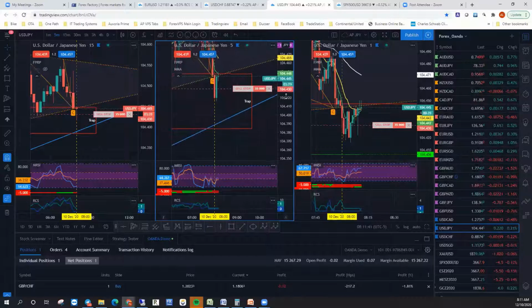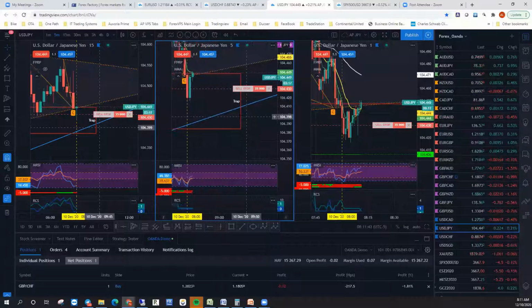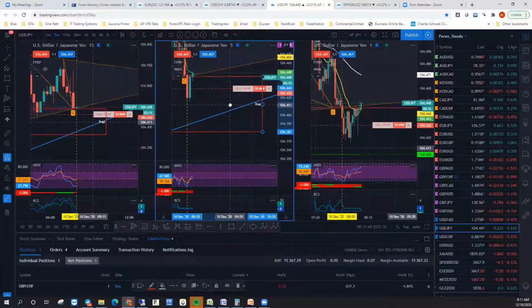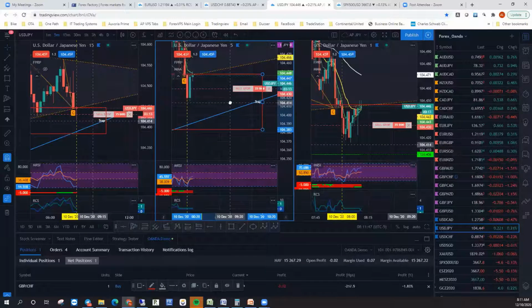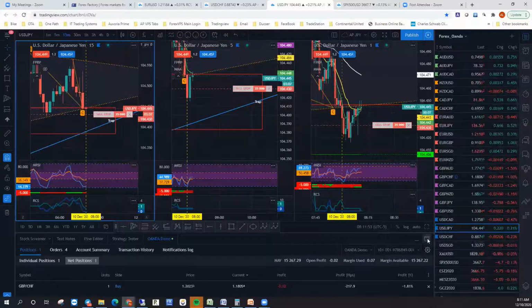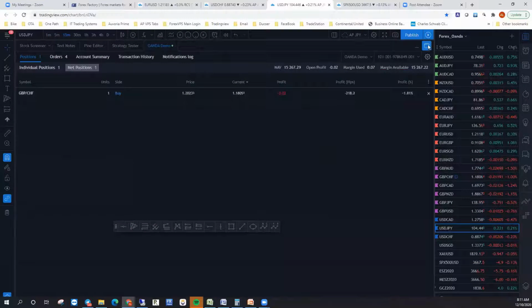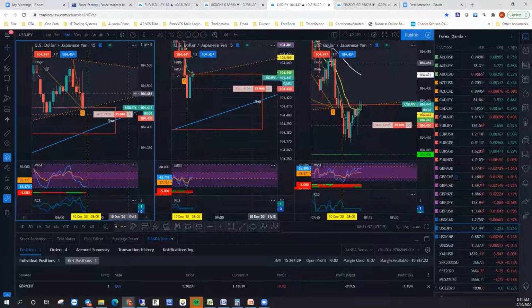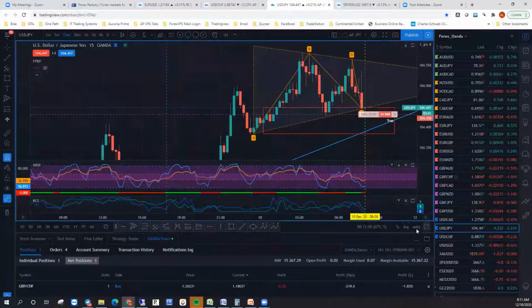Just to add a little background to why I took the trade: I saw the moving average crosses in our direction, and then I see a kind of downward trend at the lower time frame. So we'll see what happens.